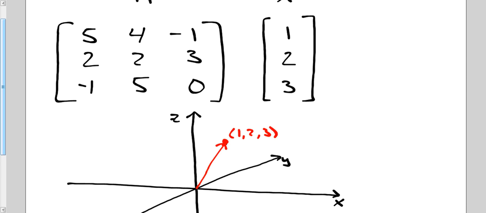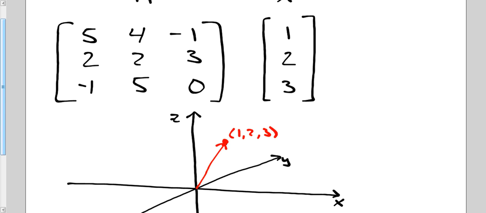Yeah, 5x plus 4y minus z, and then I'm missing an equal something here, right? What does this column of values represent? It represents this point, which makes this vector, right? And at this point, what does x equal? 1. What does y equal? What does z equal?